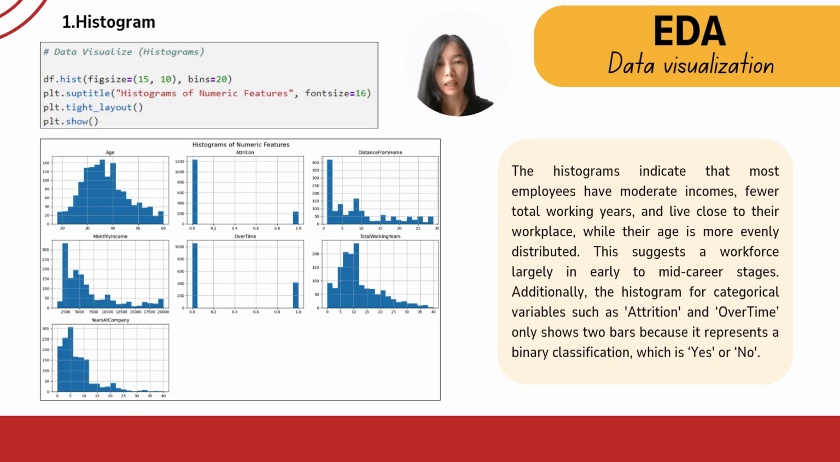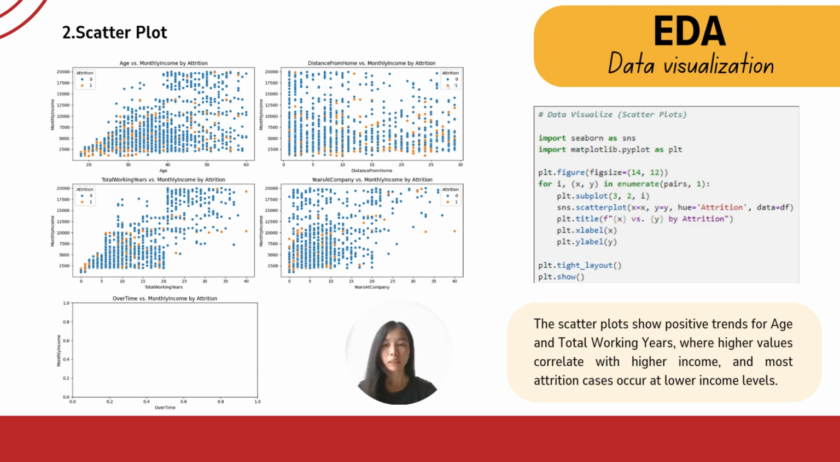This suggests a workforce largely in early to mid-career stages. Additionally, the histogram for categorical variables such as attrition and overtime only shows 2 bars because it represents a binary classification, which is yes or no. The second one is the scatter plots.